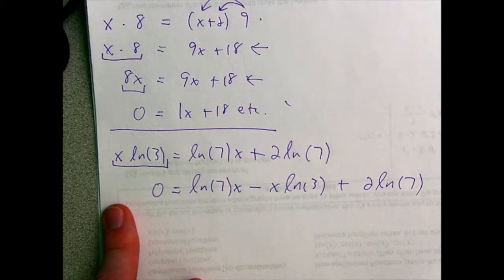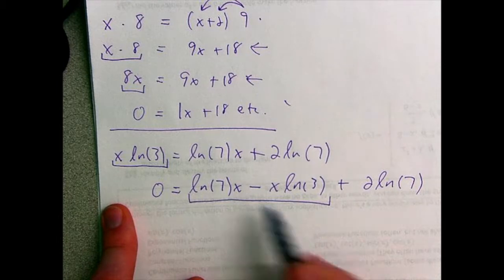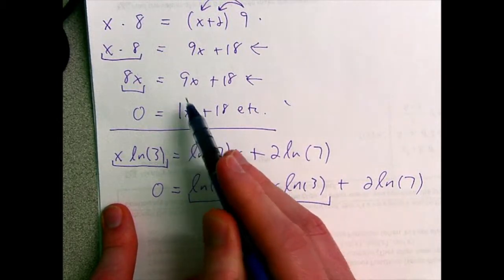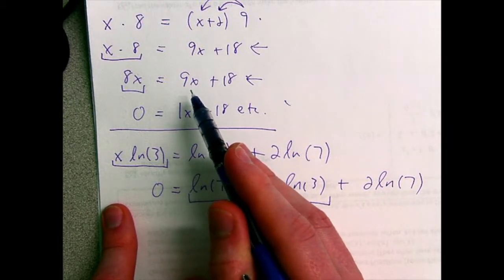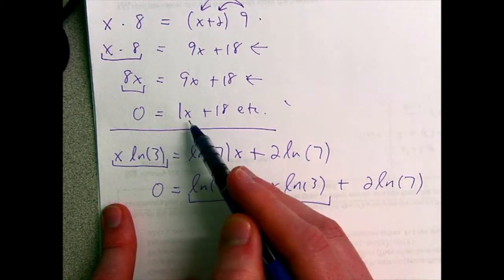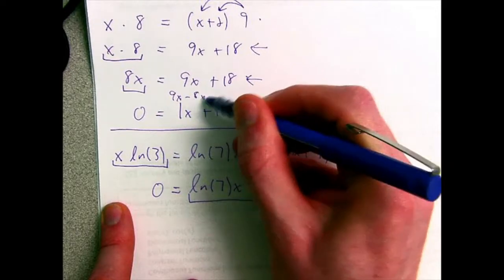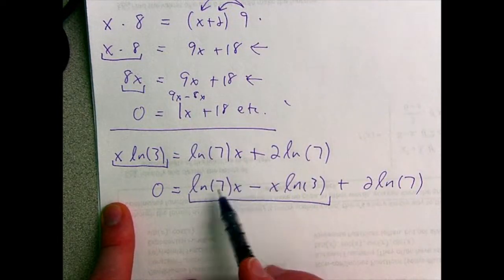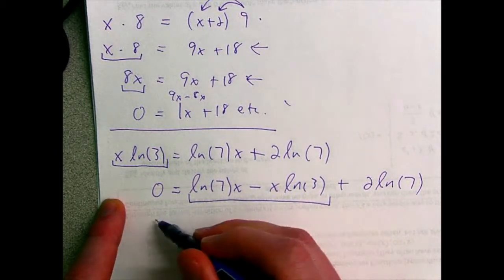Now here's the thing. These two terms right here are a lot like our 9x take away 8x. But when I subtracted 8x from both sides in this equation, I implicitly combined the two terms. 9x take away 8x is 1x. I combined them into a single term. That's what I have to do here. I've got something x minus something x. I need to combine those into a single term. How do you do it?